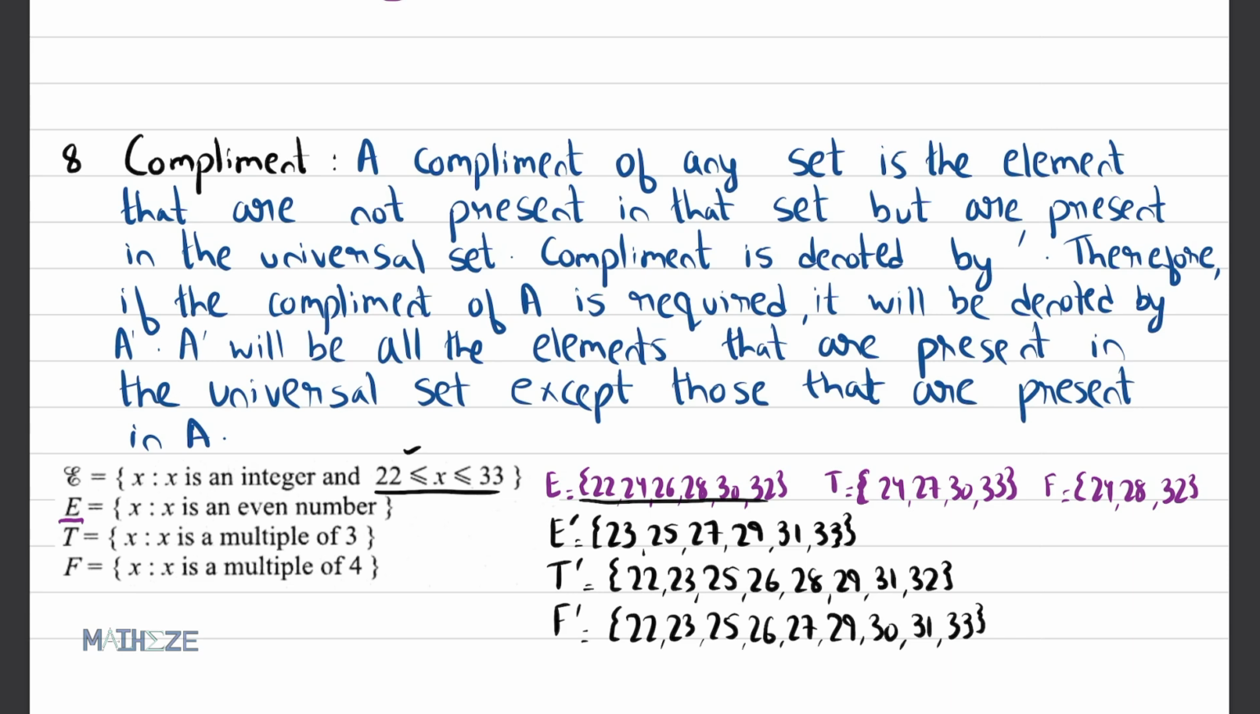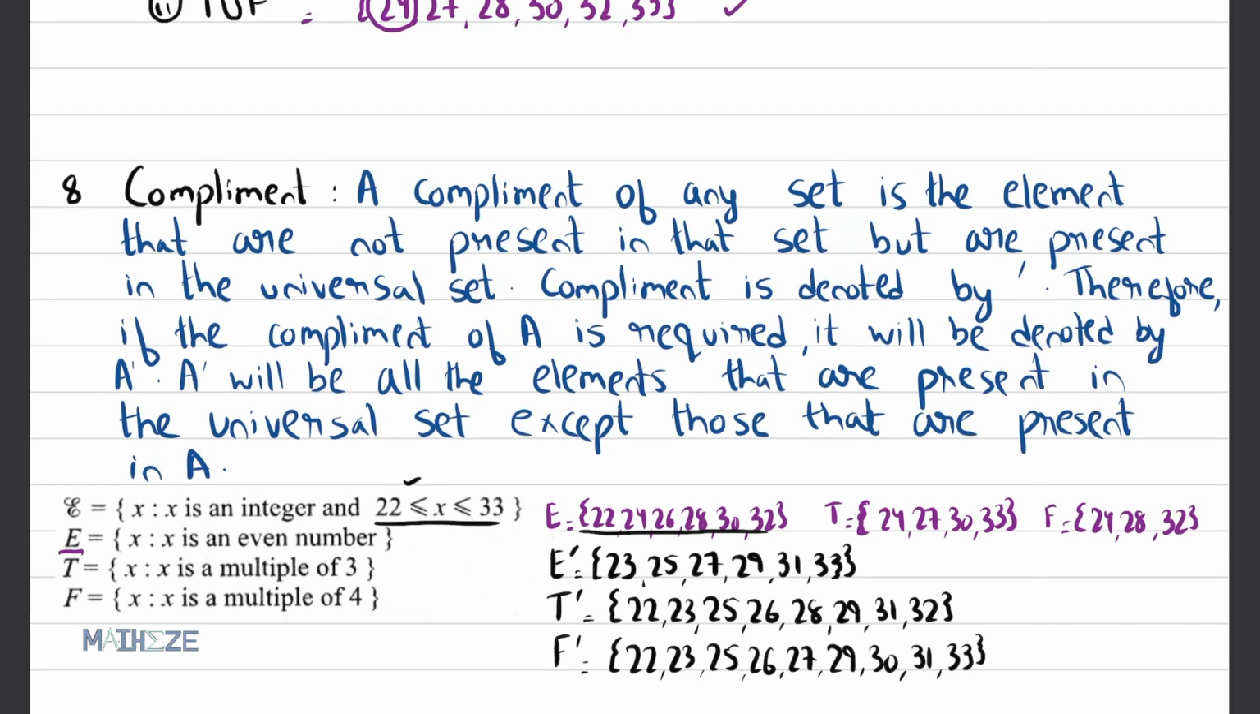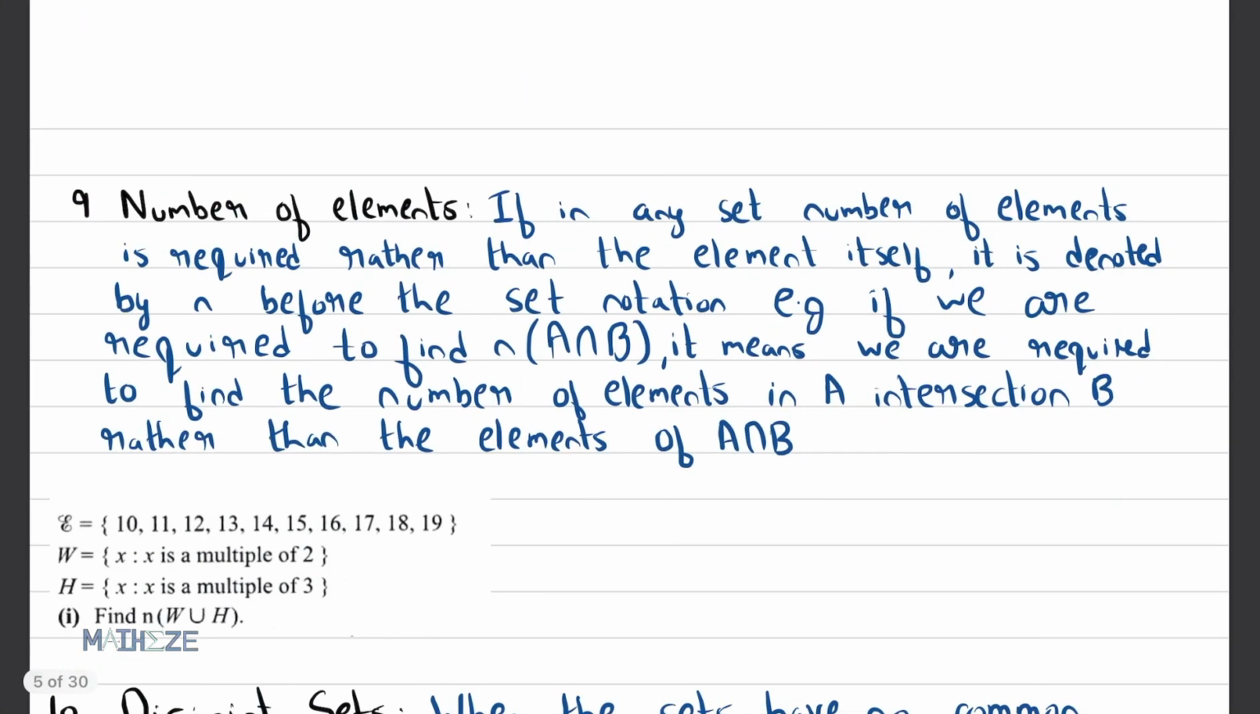This is complement. After knowing about complement, we should know the last three things and then we can start with the basic questions. Number of elements. What do I mean by number of elements? It means how many elements are present in a set. Let's say set W will be 10, 12, 14, 16, 18. Set H is multiples of 3. What are the multiples of 3 in the universal set? 12, 15, 18.